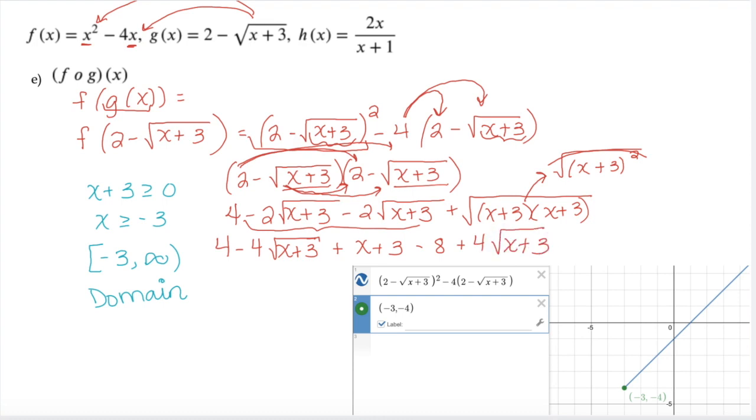At this point, we can go ahead and combine like terms. Notice that I have -4 times the square root of x plus 3 and +4 times the square root of x plus 3. Happy day, that creates a 0 pair, so they're eliminated. I still have an x value, and I still have 4 plus 3 minus 8, which gives us -1.